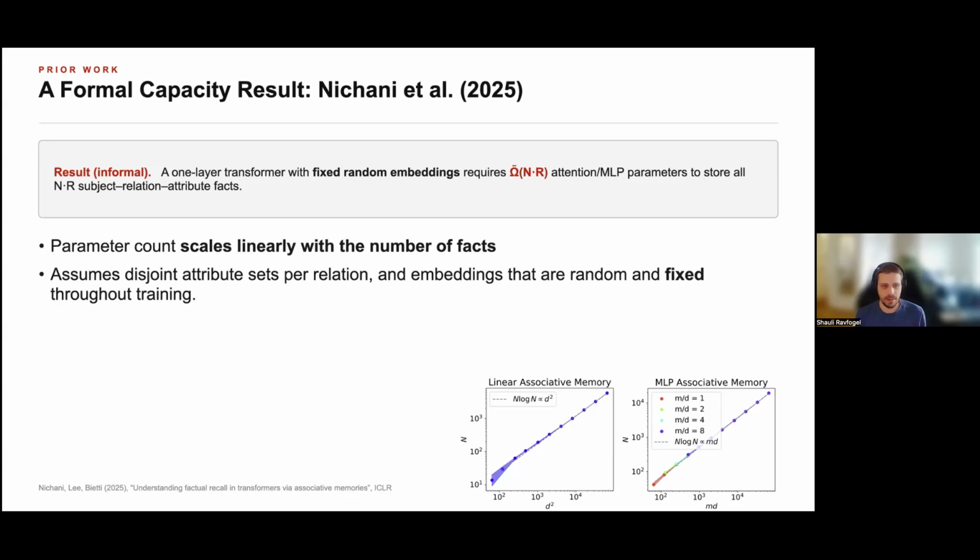So parameter count scales linearly with the number of facts, but this assumes two things. First, they assume disjoint attribute sets per relation.